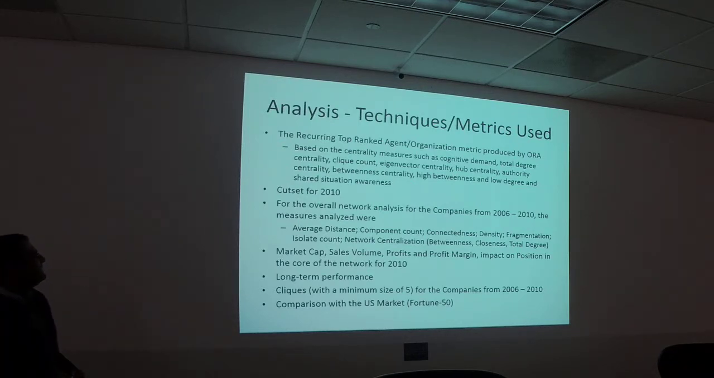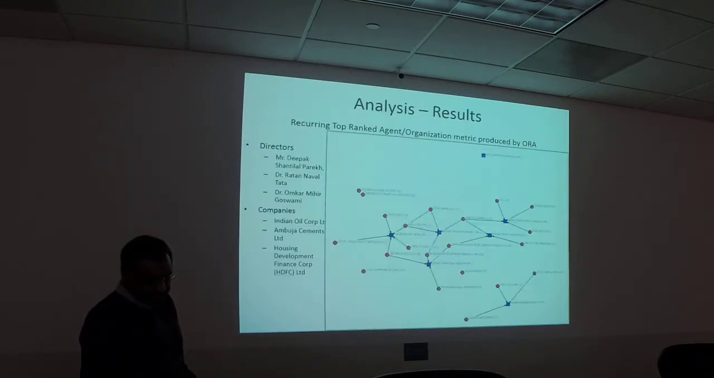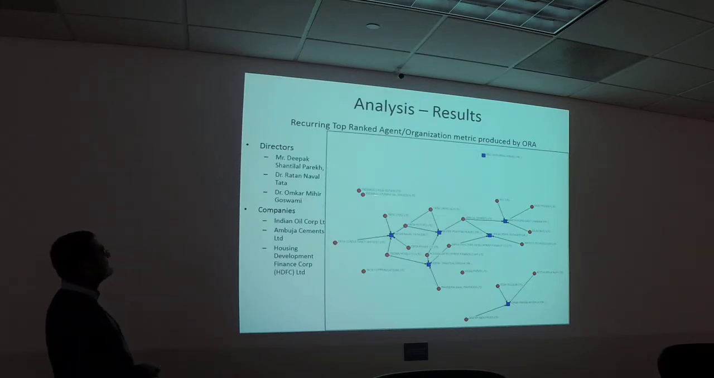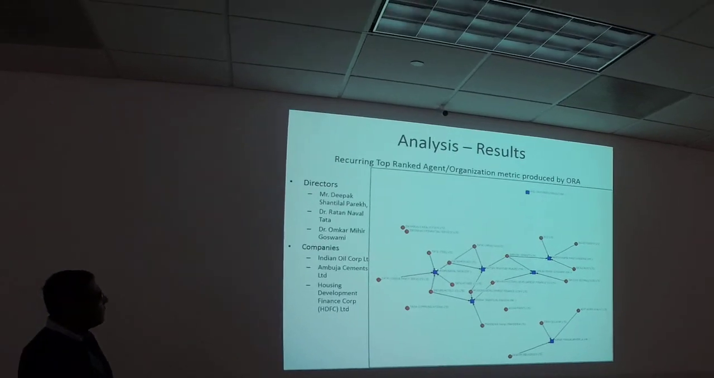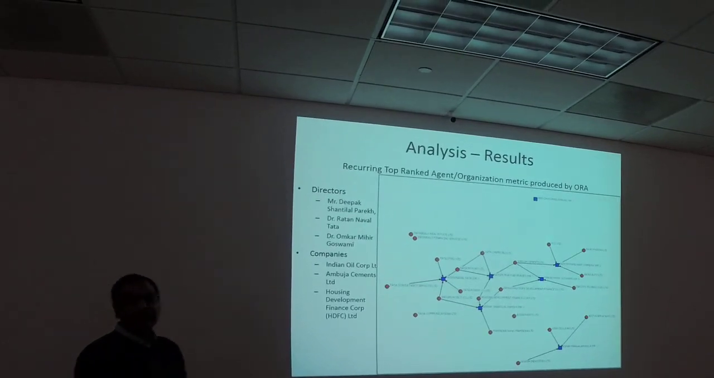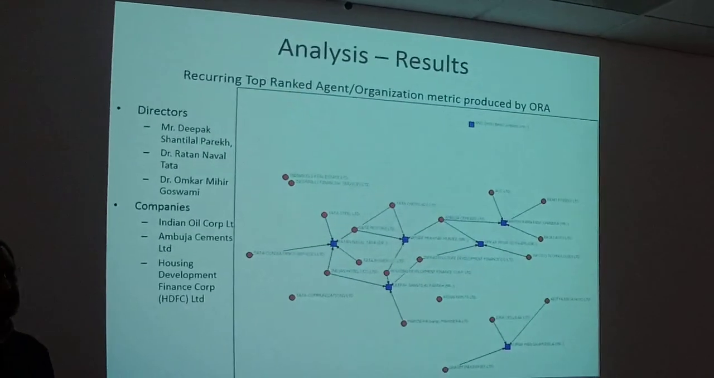So we'll look at market cap, sales volumes, etc., long-term performance in peaks, and then some comparisons as well. I think I still get that slide, but hopefully you can read this. The font is a little small, but looking at the top-ranked agents and organizations, these are the three names that pop out. If you're at all familiar with India, the Tata Group is a large conglomerate.